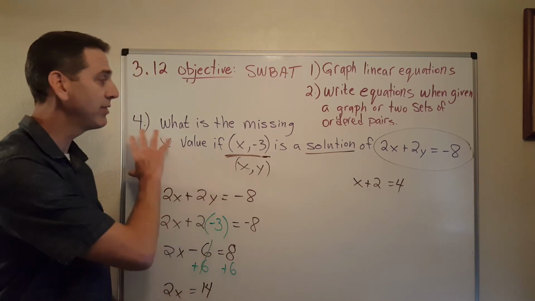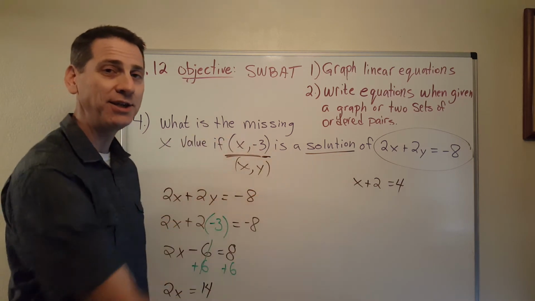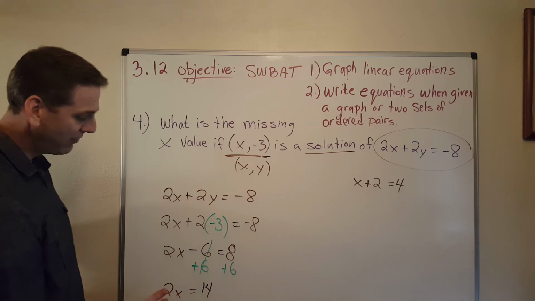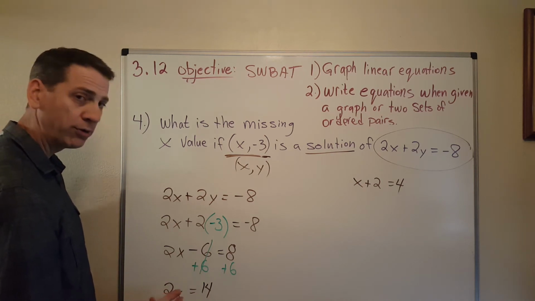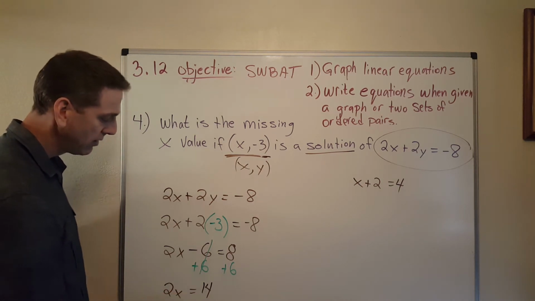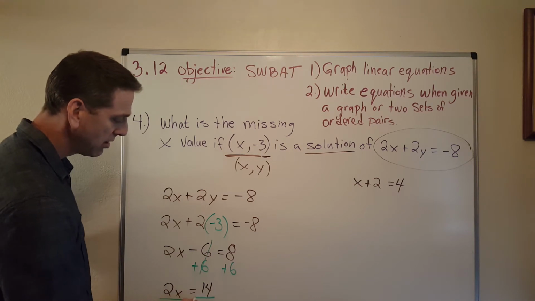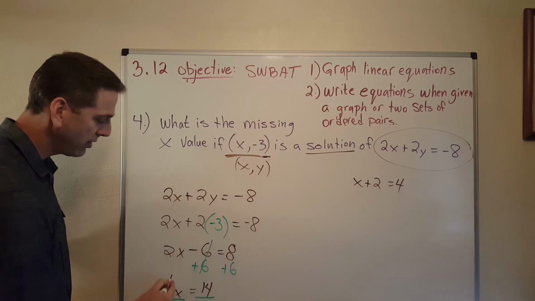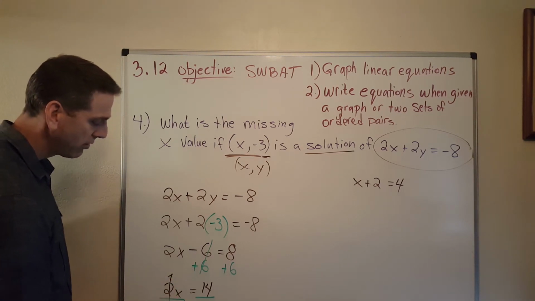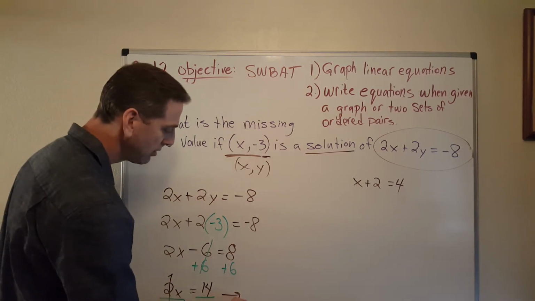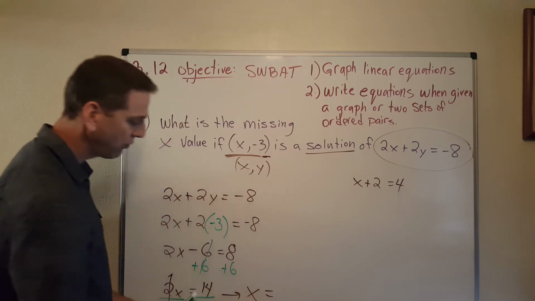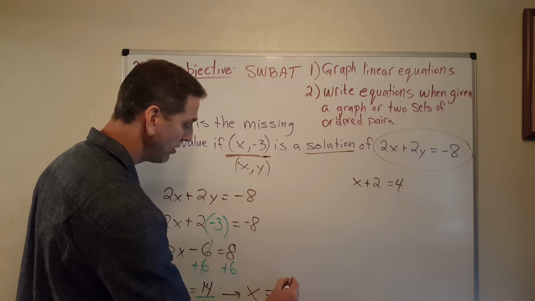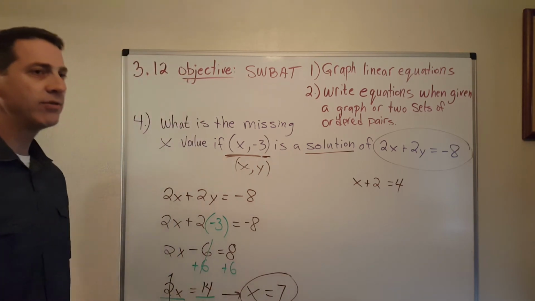By the way, I got this problem right out of the GED textbook, verbatim. Okay, now I have 2 times x. What's the inverse of multiplication? You got it, division. I got to do that to both sides. So 2 divided by 2 is 1. So I get 1x, or just x equals 14 divided by 2 is 7. So 7. So what does that mean?